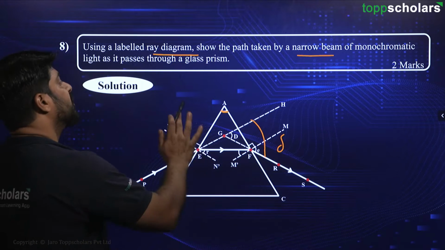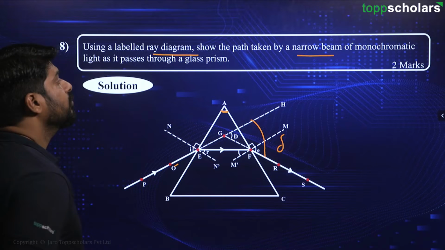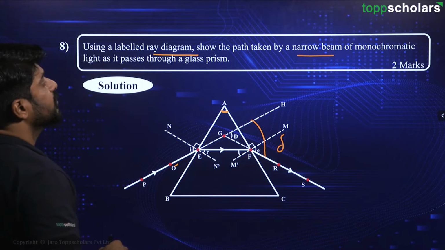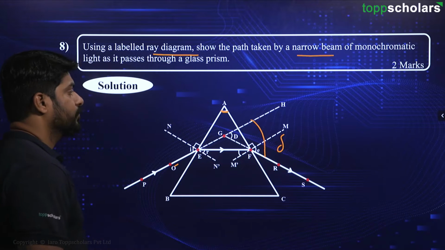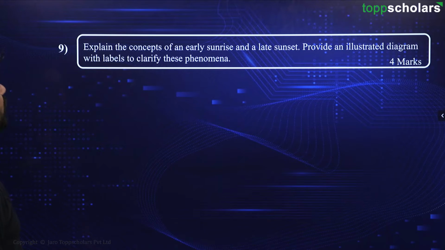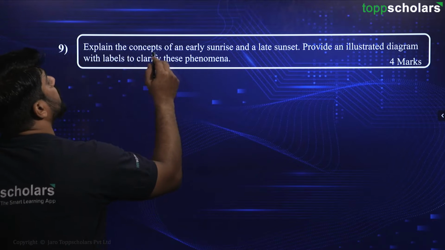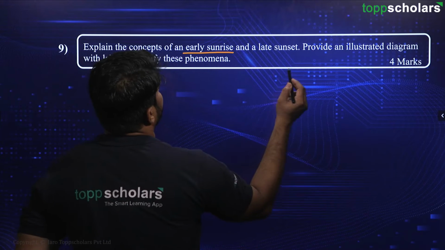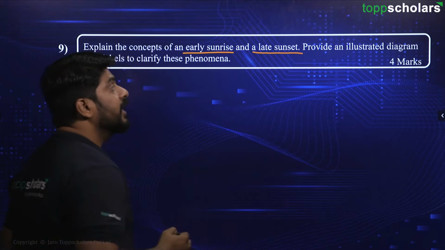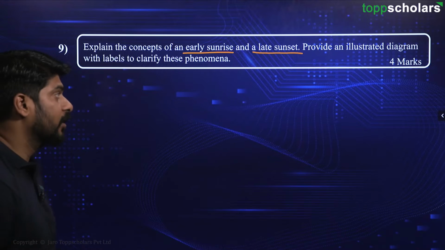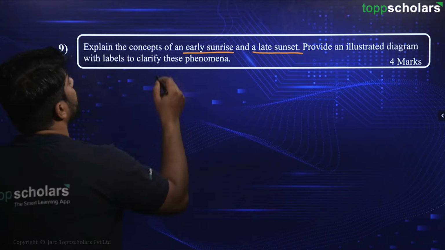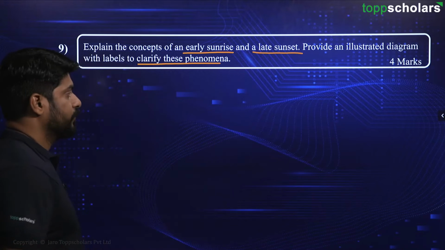Okay. So basically this is the diagram which is showing the path of the monochromatic light passing through a glass prism. Moving on to the next question now. Explain the concepts of an early sunrise and a late sunset. Provide an illustrated diagram with labels to clarify these phenomena.